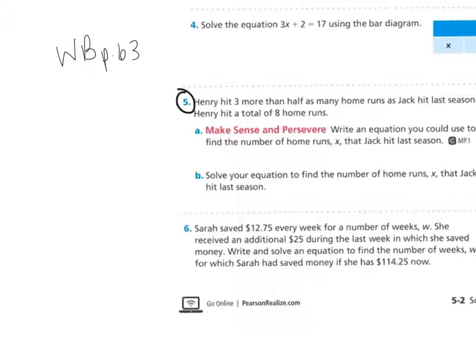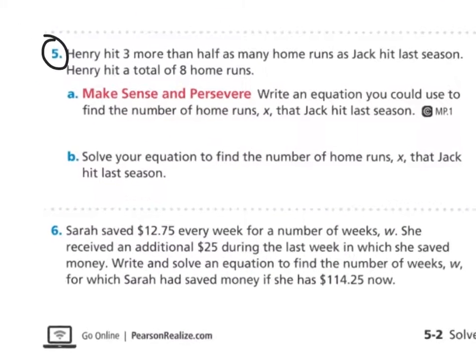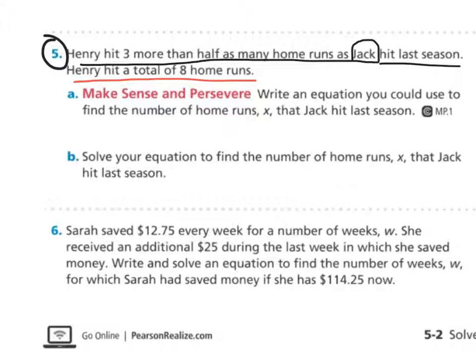So we're going to look at some problems. Workbook page 63, starting with number 5. Henry hit 3 more than half as many home runs as Jack hit last season. And Henry hit a total of 8 home runs. So we're going to write an equation to find the number of home runs X that Jack hit last season.